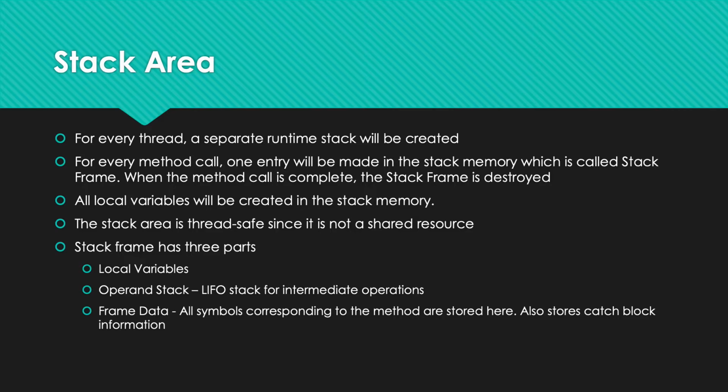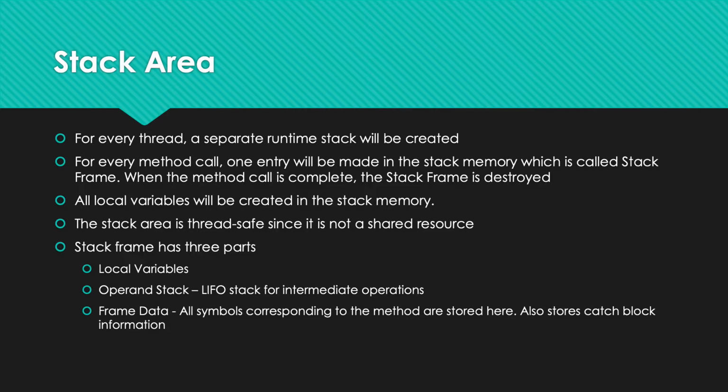And if you look at it, the stack frame has three parts. One is local variables. Again, this is just all local variables, and all those values are stored here. Operand stack, again, it's a last in first out stack, and it's used for storing and performing intermediate operations, right? Then you have frame data. So all symbols corresponding to the method are stored here, and also the catch block information is stored here.